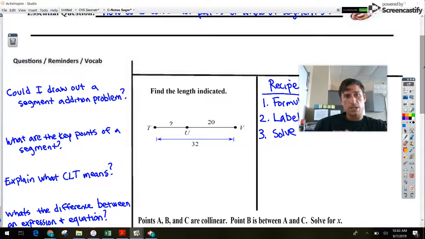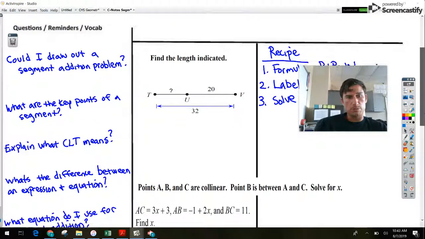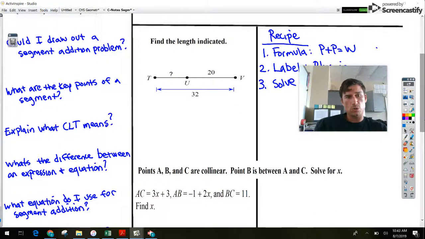So could I draw out a segment addition problem? Sometimes the problem's drawn out for you. Sometimes it's only given in more of an English format and you have to draw it out. So make sure you can do that. Like you could draw a segment TV and then be able to show that U is in between, so you've got to put that in there. Make sure that you remember that part plus part is whole.